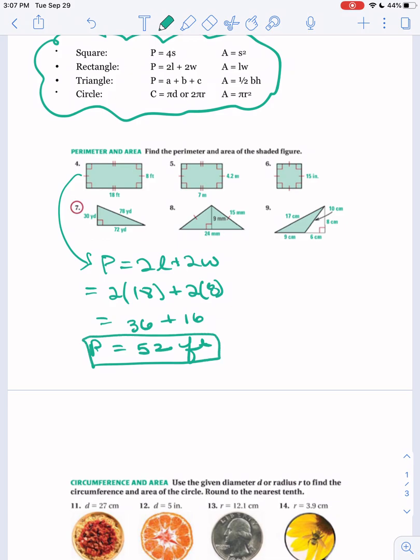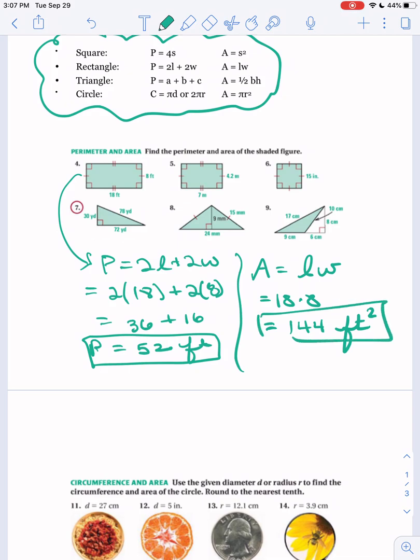For the area of the rectangle, it's length times width, or you can call it base times height. So it's 18 times 8. Let me grab a calculator. 18 times 8 is 144. And again, in area, it's going to be square units, so we're going to call that square feet.